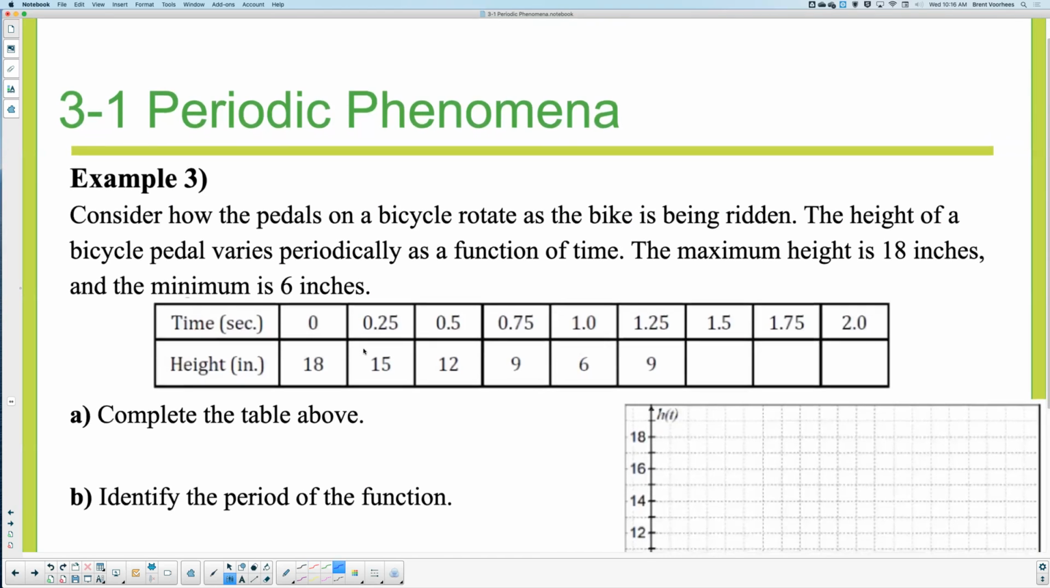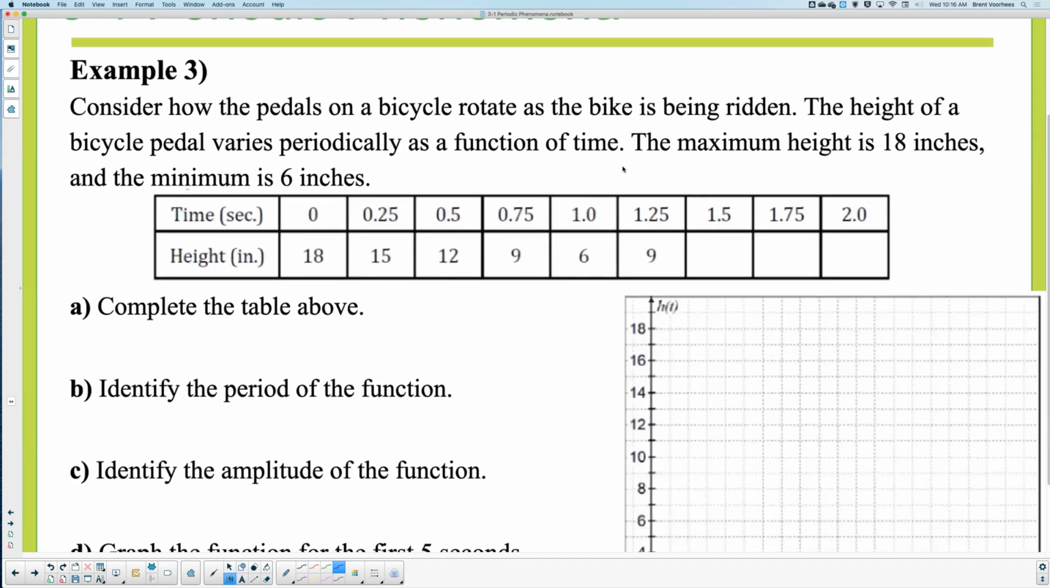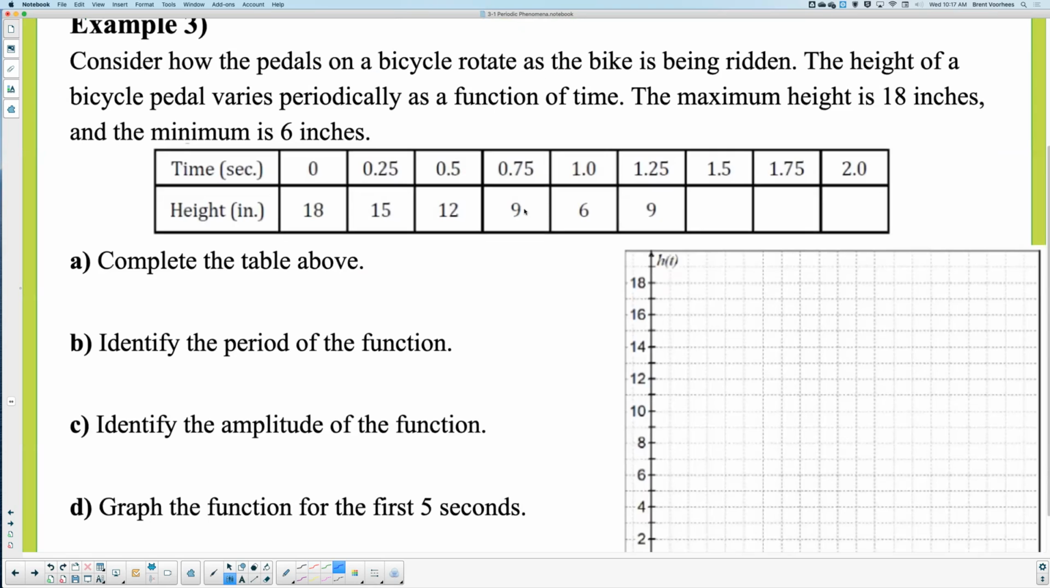Now it says, consider how the pedals on a bicycle rotate as the bike is being ridden. I thought that was such a weird word when I saw that, ridden. As you ride your bike. Now here's what's kind of confusing for some students to get around on trig first. So I'm going to pause here just for a second to explain this. When you think about pedaling a bike, I'm going to use my hands to represent the wheels. What shape, if you were to draw my hands, what shape are you creating here?